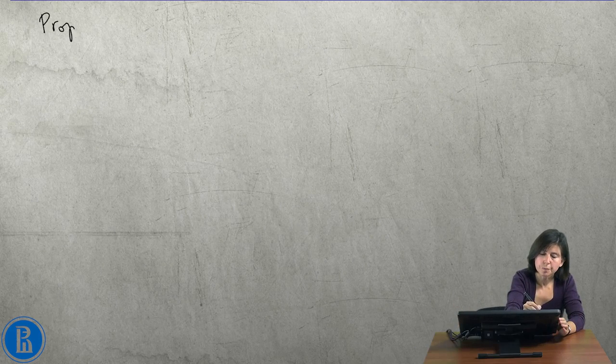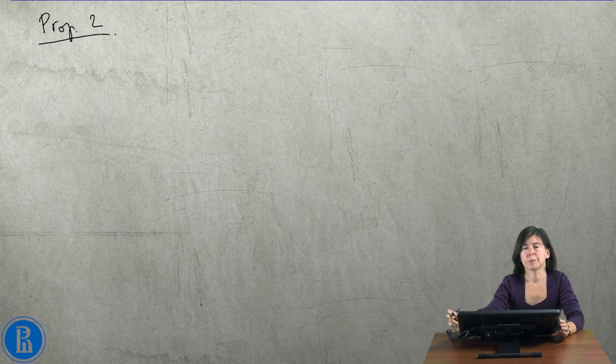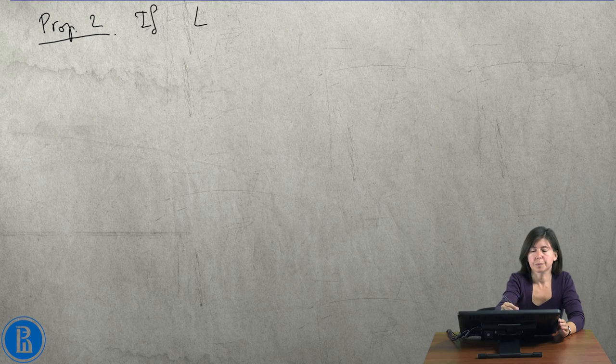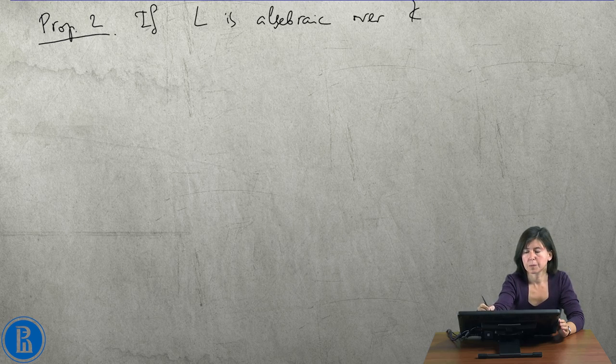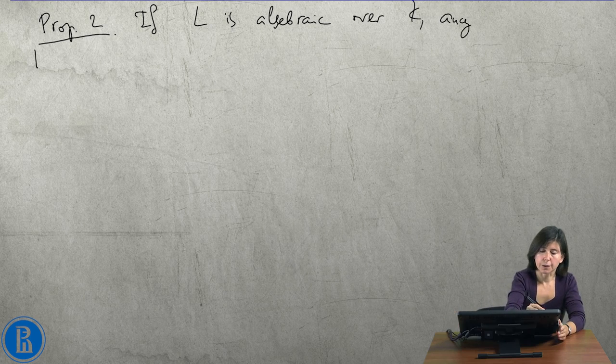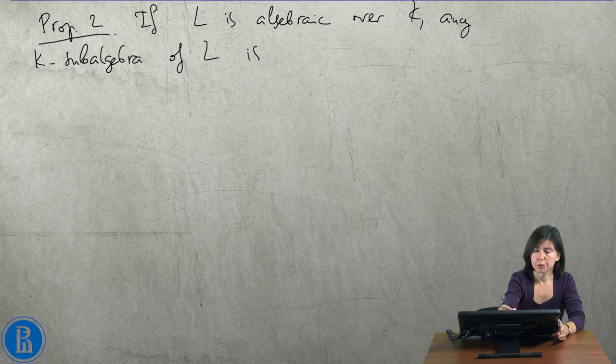Proposition 2. If L is algebraic over K, any K subalgebra of L is a field. Any K subalgebra of L is a field.